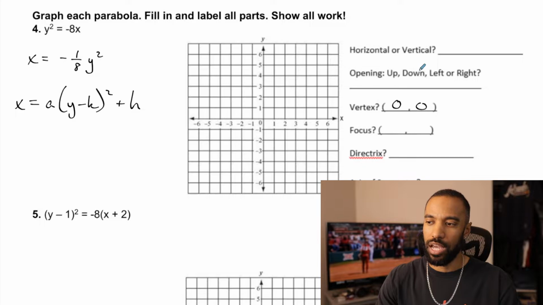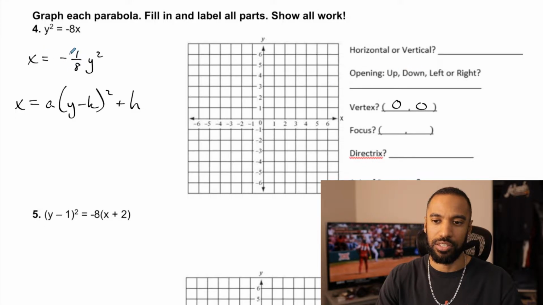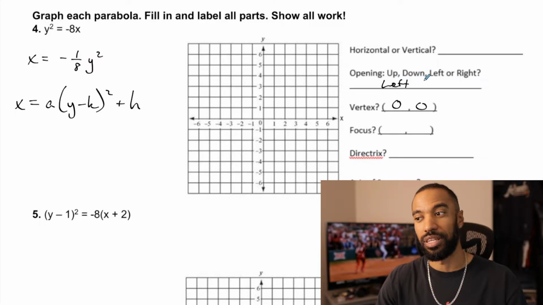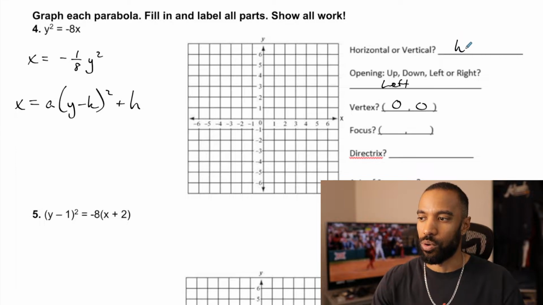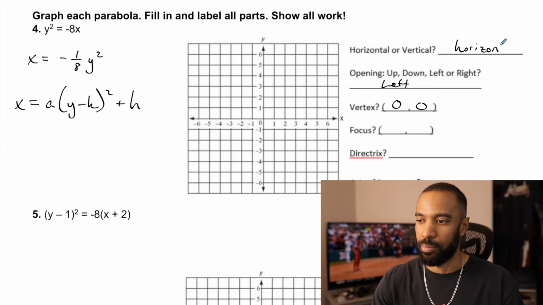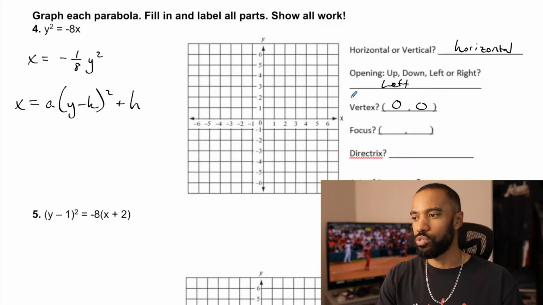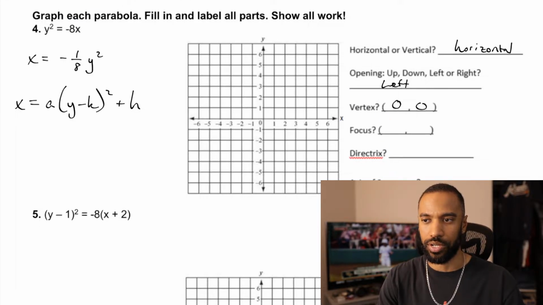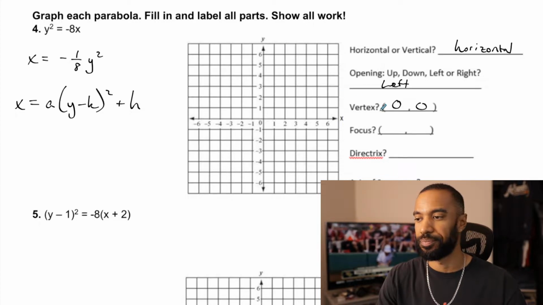As far as opening up, down, left, or right, because this is an x equals y squared equation, it opens either left or right. Because it's negative, we'll be opening left. It is absolutely horizontal for that reason. So let's use those to graph, and then I'll talk about the axis of symmetry. Then we'll get slightly into focus and directrix, not a deep dive as to why, but we'll do that.